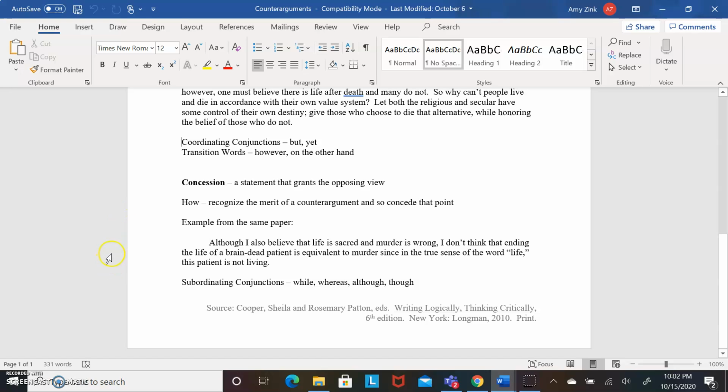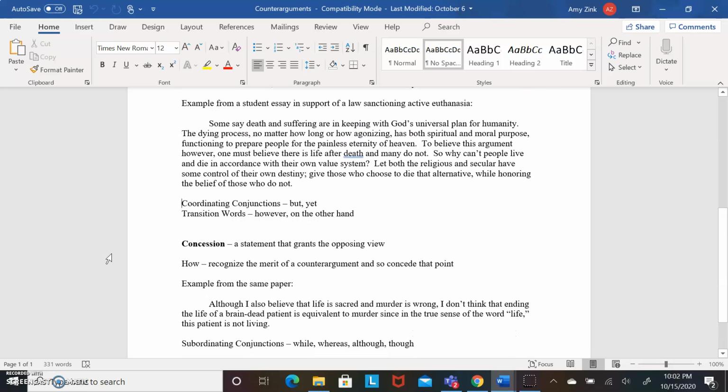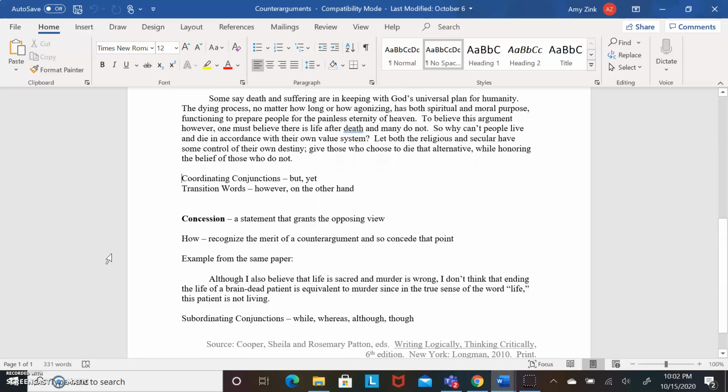So again, from that same kind of topic and paper, and you can see it's a shorter paragraph because to acknowledge you agree, you're not going to need a whole lot of space necessarily, depending how complicated that counter argument is. So we have, although I also believe that life is sacred and murder is wrong, I don't think that ending the life of a brain-dead patient is equivalent to murder, since in the true sense of the word life, the patient is not living.